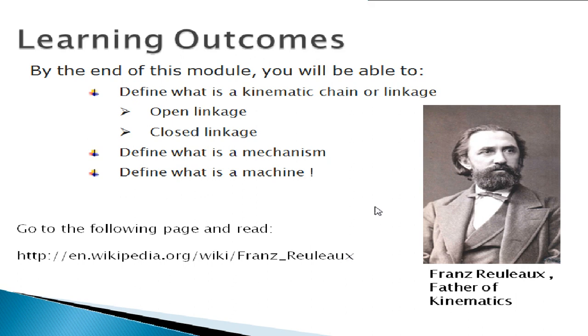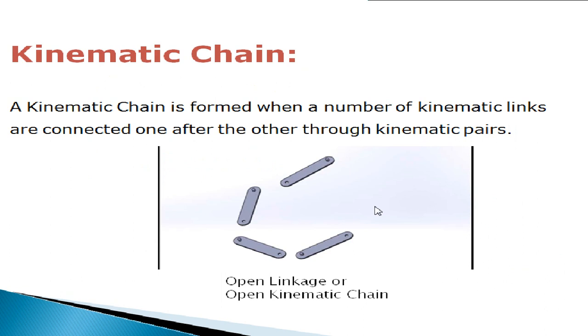You may want to see further details about this father of kinematics at this Wikipedia website shown over here. Having said that, let us look into the first topic, that is kinematic chain or kinematic linkage. A kinematic linkage is formed when a number of kinematic links are connected one after the other through kinematic pairs. This kind of concept can be clearly understood when you look at an animation.